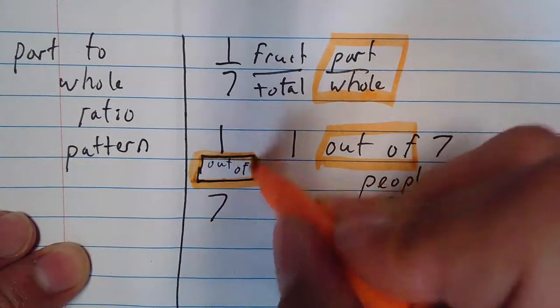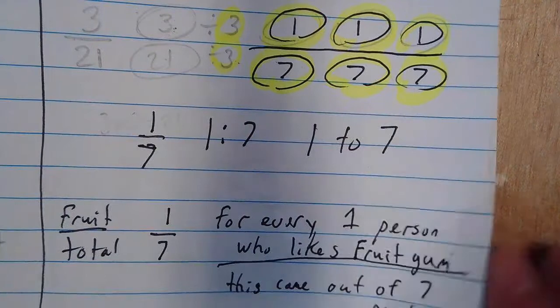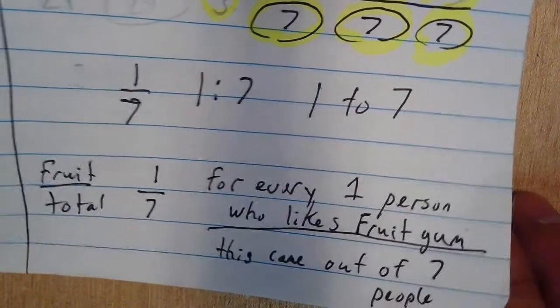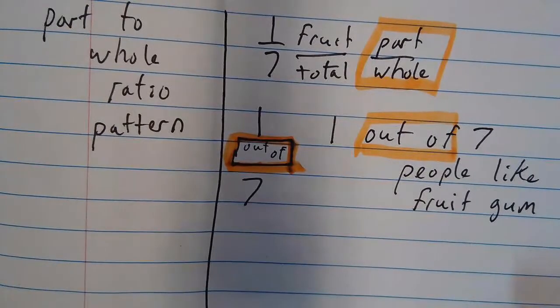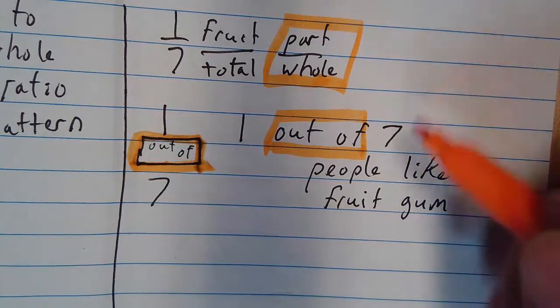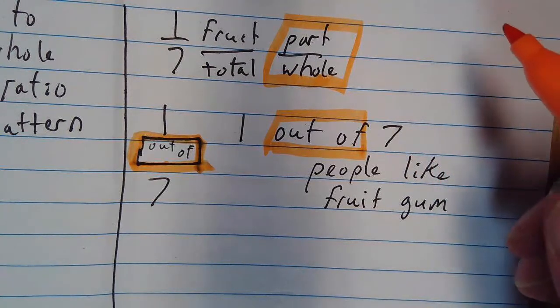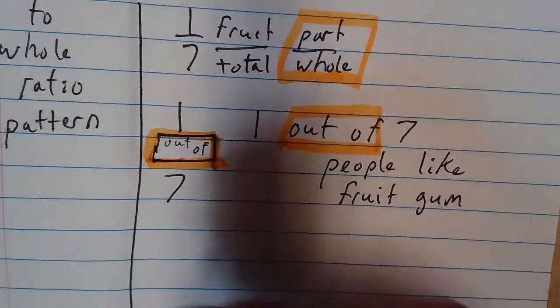Now again, compare this to this madness. For every one person who likes fruit gum, this came out of 7 people. That doesn't even sound right. What was I thinking? Going too fast? Possibly. Or did I do it on purpose? No, I went too fast. Again, part to whole pattern, out of. Okay? All right.